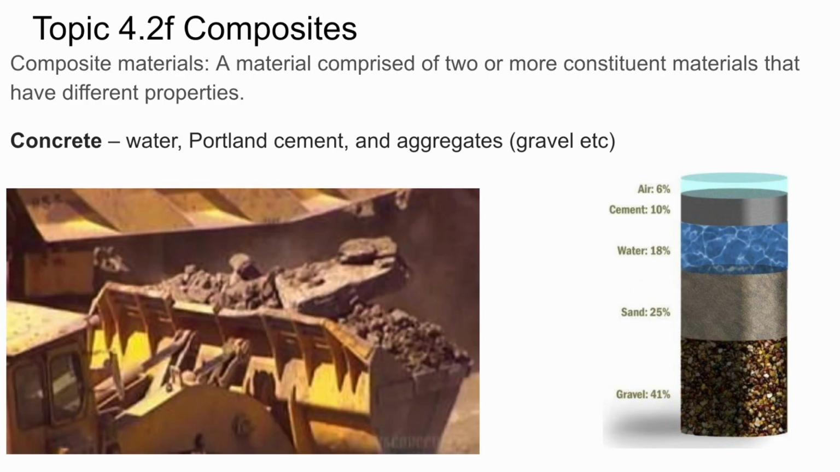So one of the composite materials that you really want to know is concrete, and this is made from water, Portland cement, and aggregates such as gravel and sand. You can see that this is an example of what concrete is generally made out of. And this video here shows you how cement is made, and it's probably a good idea for you to have an understanding of that. So please watch that video.